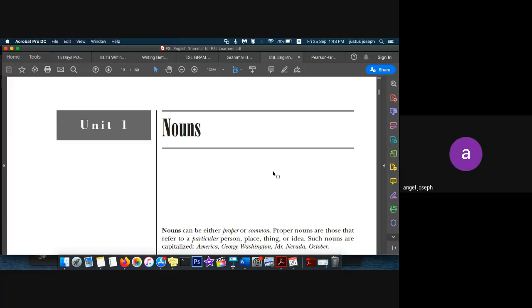Is everyone able to see my screen? Yes, sir.